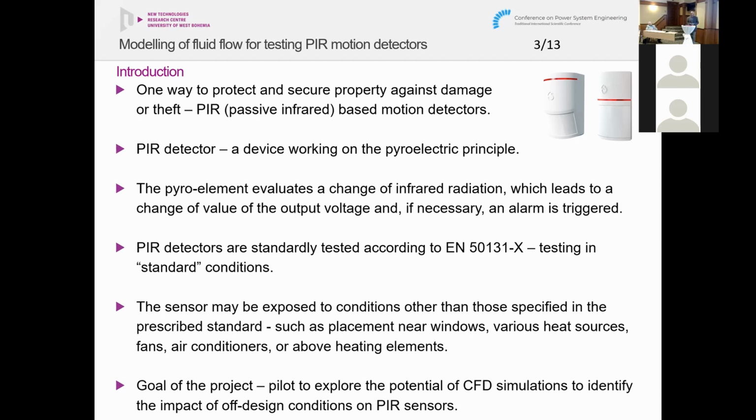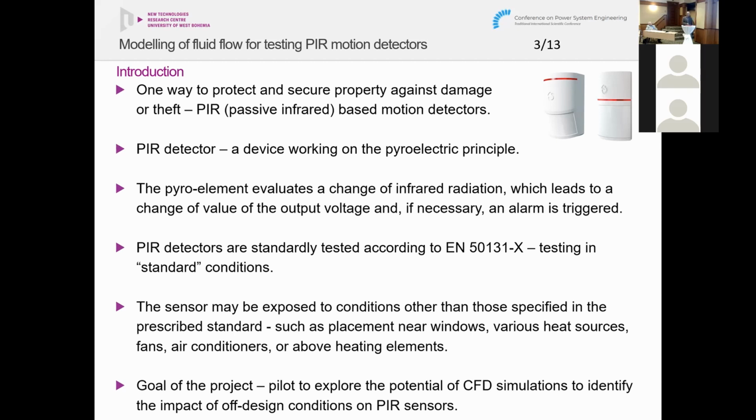They are in all big buildings now. The principle is that the pyro element evaluates a change of infrared radiation of the objects, and the change leads to a change of the value of the output voltage, and if necessary, an alarm is triggered. These detectors are standardly tested according to the European norm in standard conditions, and mostly it's no problem to make this test for detectors of manufacturers.